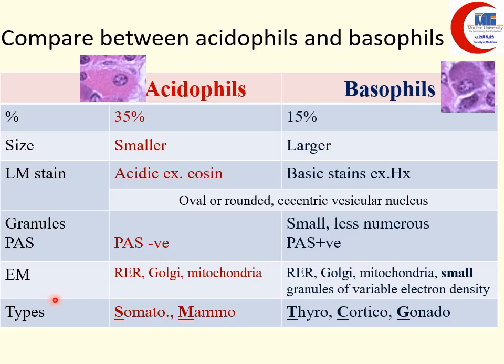By electron microscope, the two cells are protein secreting cells, so the cells are adapted in structure to this function. They contain rough endoplasmic reticulum, Golgi apparatus, mitochondria, and secretory granules. But the granules inside basophils are small granules of variable electron density. Acidophils are two types, somatotrophs and mammotrophs, but basophils are three types: thyrotrophs, corticotrophs, and gonadotrophs.